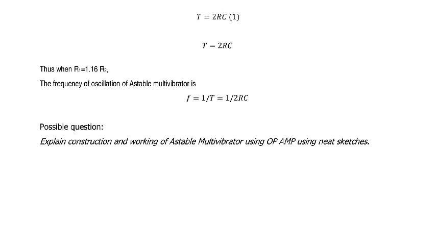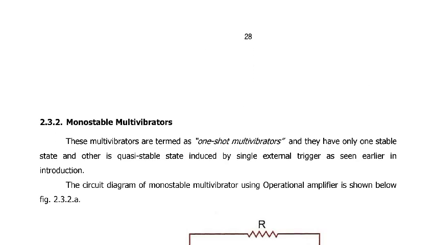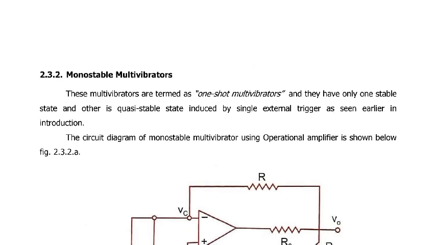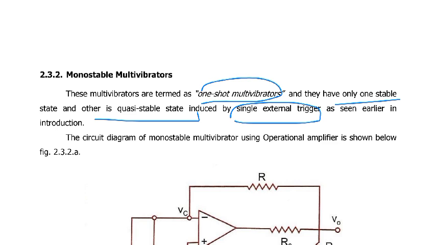Then we will discuss the monostable multivibrator. The monostable multivibrator is termed a one shot multivibrator. It has only one stable state, and the other is a quasi stable state induced by a triggering, so it can be seen in electrical conduction.